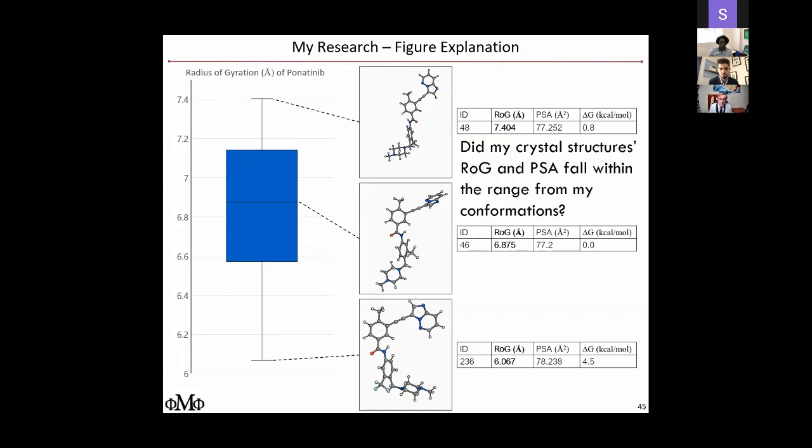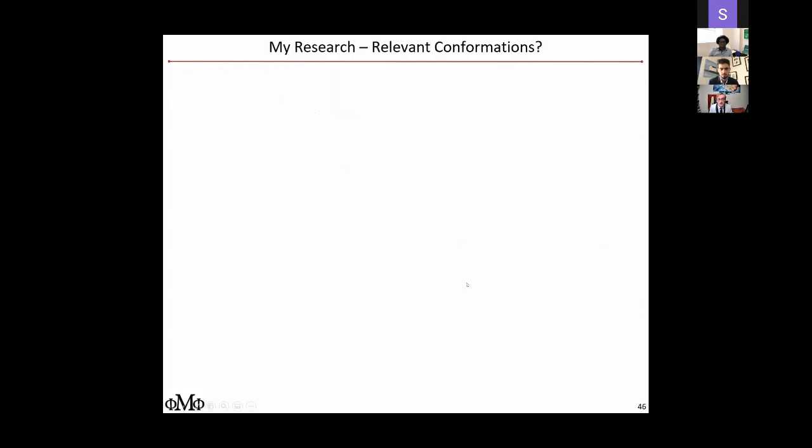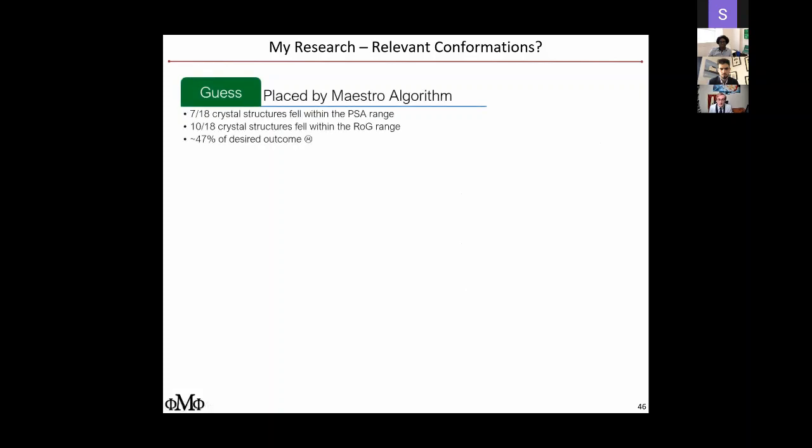And so my question is, are my crystal structures' conformational properties within this range somewhere? Do they fall within this range? Well, when I did the guess, not really. Only 47% of the crystal structures I found fell in my range, which is kind of a sad face. I don't know how relevant that is.